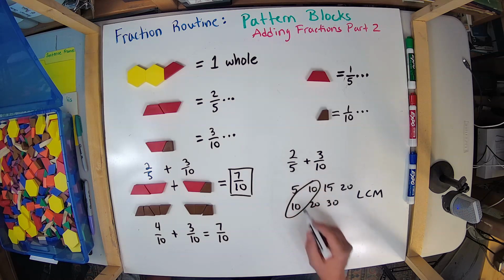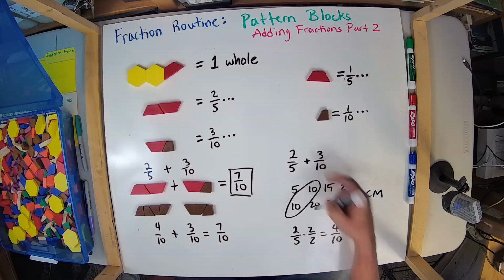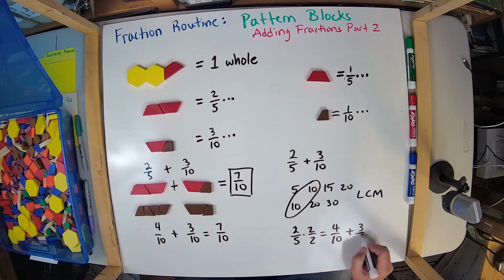So it's 2 times. So you would then teach the kids to do 2/5 multiplied times 2/2. And that gives you 4/10. And that one's already 3/10. And then you get 7/10. Nothing wrong with that. Well, there is something wrong with that if you're 8, 9, or 10 years old.